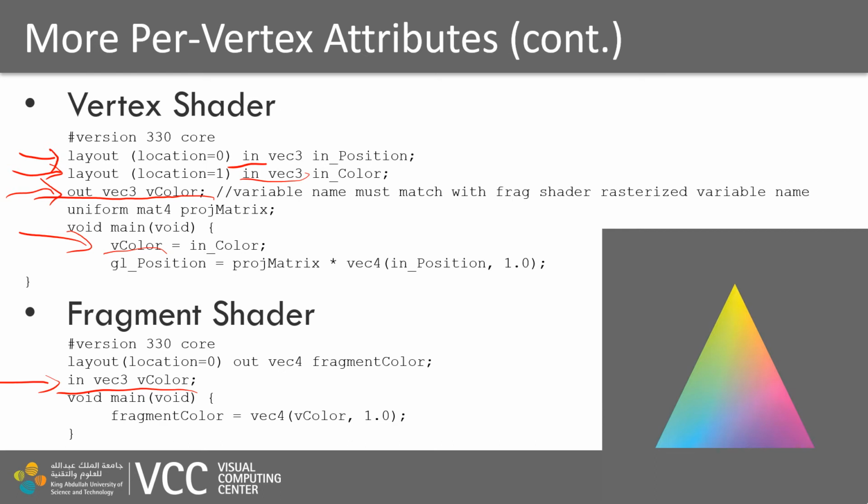Then, as the last command in the vertex shader, we will be multiplying our positions with our projection matrix and storing it in this built-in variable gl_Position. In the fragment shader, we are then having access to our vColor.